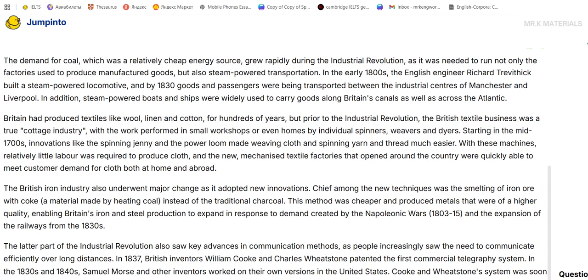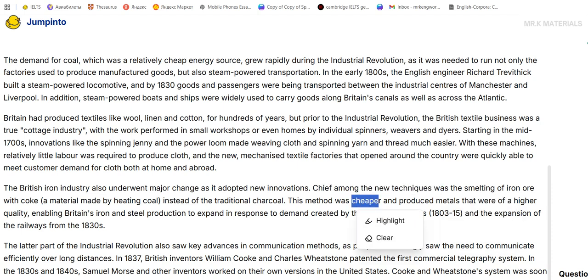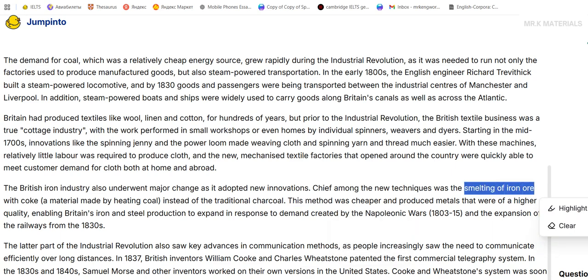Okay, I am going through here with my eyes from left to right. I'm immediately seeing this word cheaper. Cheaper is a good thing, right? It's like a cheaper material. It says this method. When they say this method, what are they talking about? They're talking about smelting iron with coke.